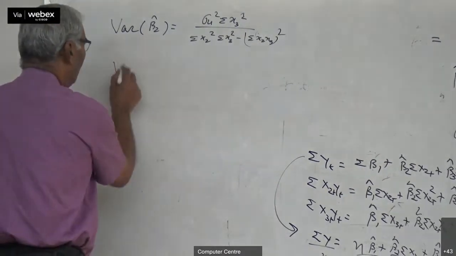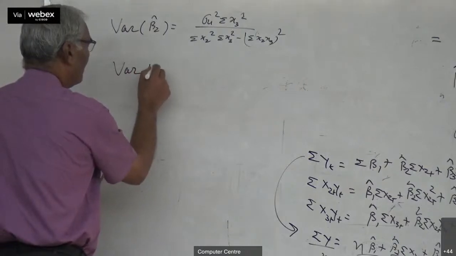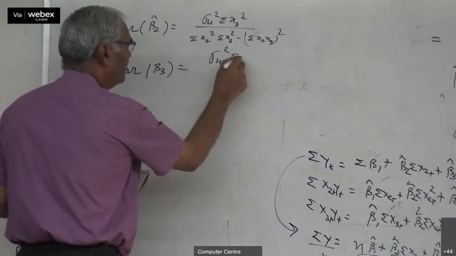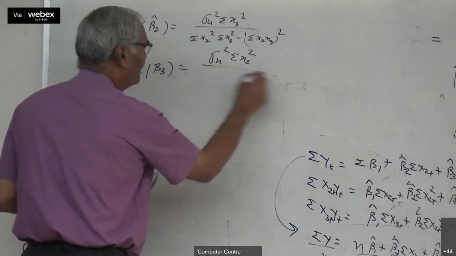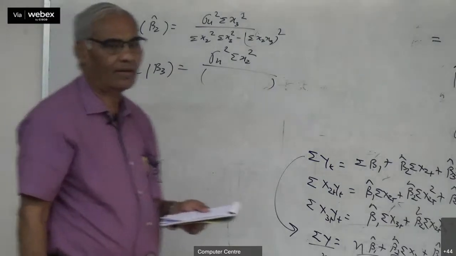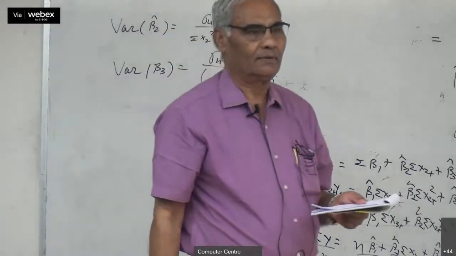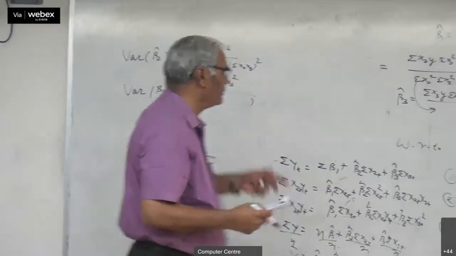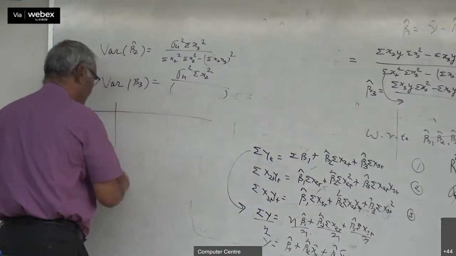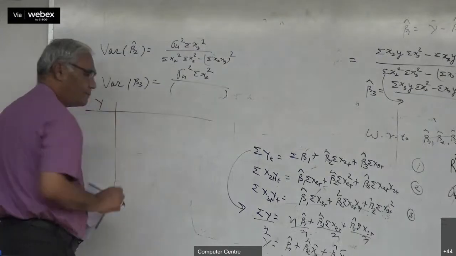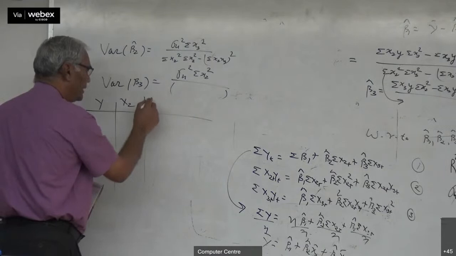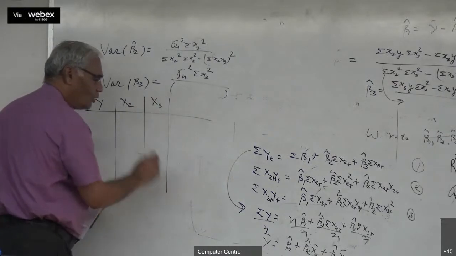And what about the variance of beta 3? It is equal to sigma u square summation x2 square with the same denominator. So now what will be your data sheet? Your data sheet will be y, x2, x3 and so on.